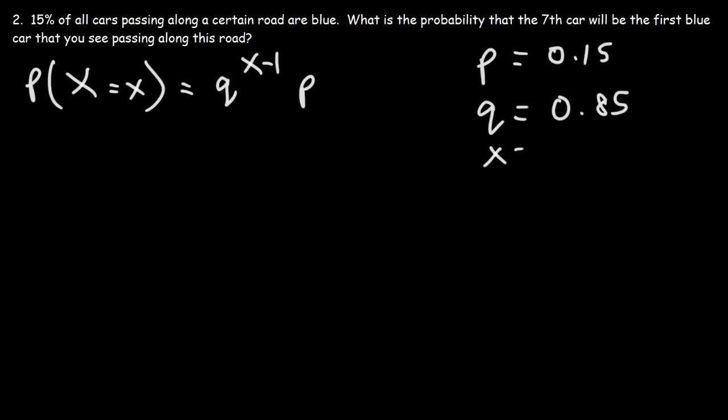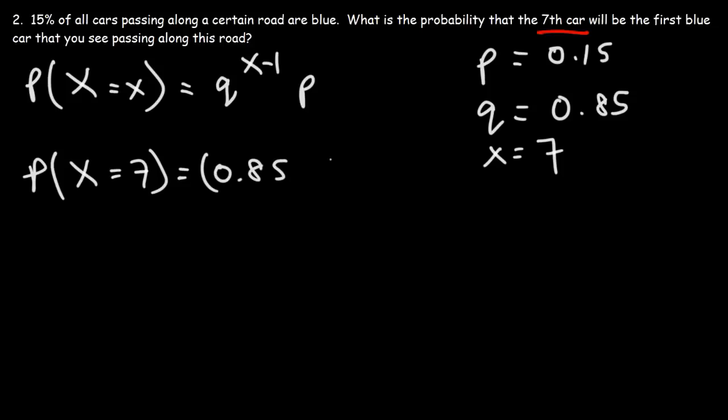Now what is little x in this problem? This is going to be 7. So we want to get a successful event on the 7th try. So it's going to be the probability that x equals 7, Q is 0.85 raised to the 7 minus 1, which is 6, times P, which is 0.15.